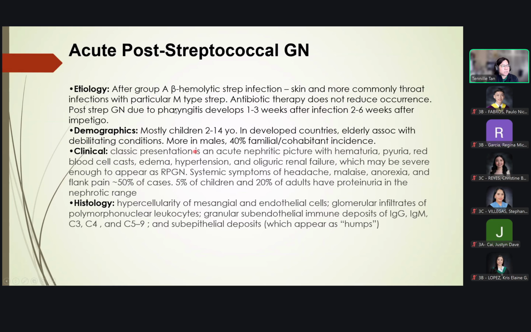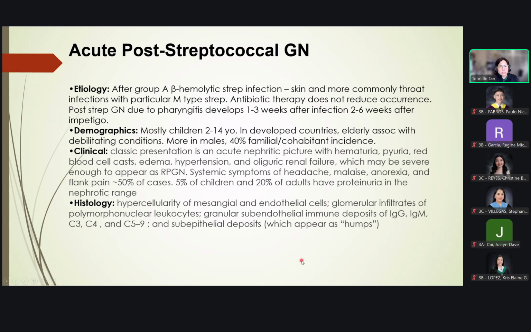So the etiology is often after a group A beta-hemolytic strep infection, either on the skin, so impetigo, or more commonly throat infections with a particular M-type strep. Antibiotic therapy does not reduce the occurrence of post-strep GN due to pharyngitis. It usually develops 1 to 3 weeks after the infection, and for impetigo, it usually occurs 2 to 6 weeks after infection.